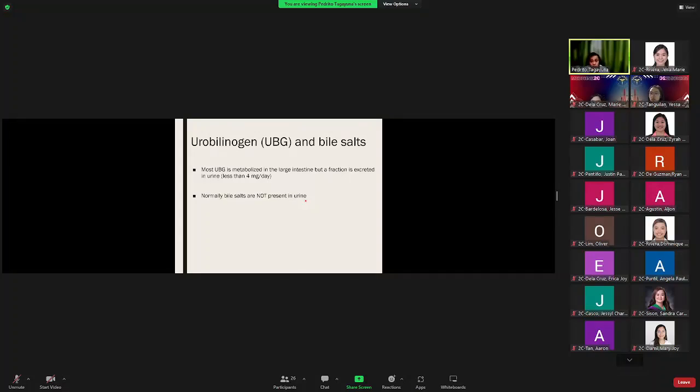Normally, your bile salts, on the other hand, are not present in the urine. Obstruction in the biliary passages will cause leakage of the bile salts into the circulation. So once in the circulation, they will be excreted in the urine and detected in the urine. So when there is obstruction, you will see bile salts in the urine.